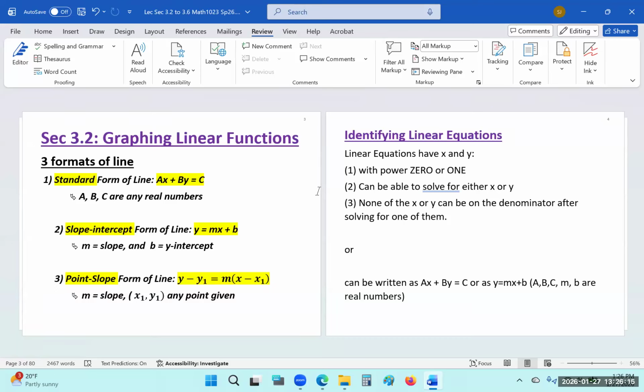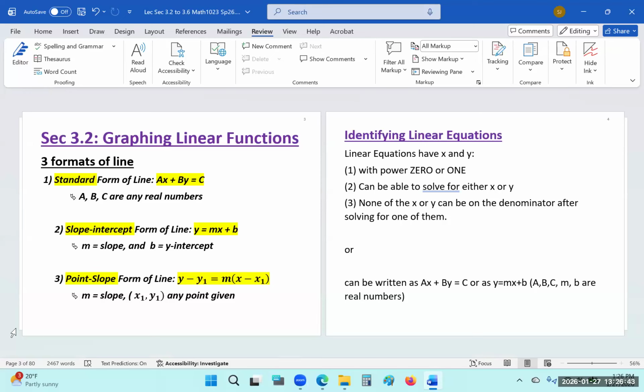One is called standard form. In the standard form, we write ax plus by on one side and then equals c. The a, b, c are real numbers. They could be fractions, whole numbers, decimals, radicals, anything. X and y are variables. You cannot change them or do anything with them. Every equation is supposed to have x and y. In standard form, we have x and y on one side and the number separately on the other side of the equal sign.